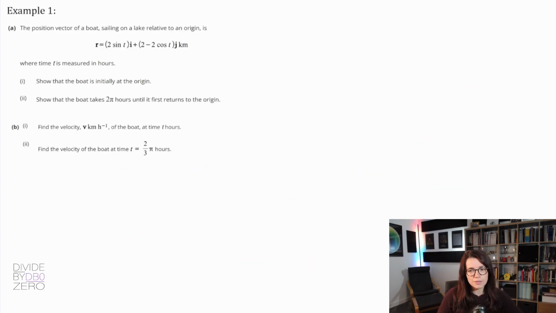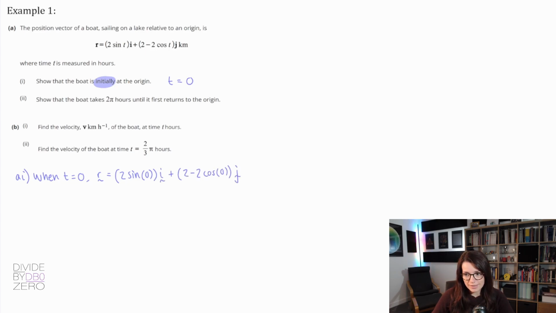Let's take a look at some examples. Example 1. The position vector of a boat sailing on a lake relative to an origin is r equals 2 sin t i plus (2 minus 2 cos t) j kilometers, where time t is measured in hours. Part 1. Show that the boat is initially at the origin. So that word initially means t would be 0. So all we need to do is sub t equals 0 into the position vector. That would be 2 sin 0 i plus (2 minus 2 cos 0) j kilometers. If you work this out, you get 0i plus 0j. Therefore, the boat is at the origin.